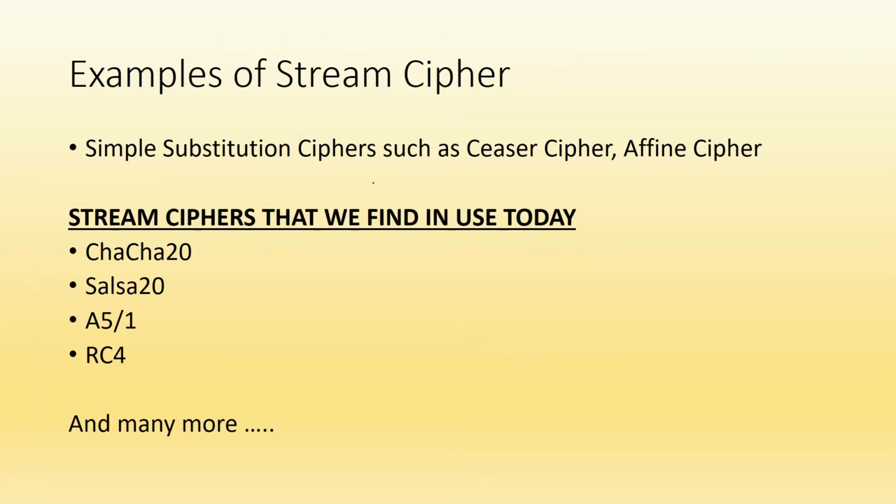Let us see some examples of stream cipher. Very simple examples of stream ciphers are the substitution ciphers such as Caesar cipher and affine ciphers. However, the stream ciphers that we find in use today are as follows, and it is not a comprehensive list, so there are many more of them. I'll not discuss this in this video. These are just to provide you some examples.